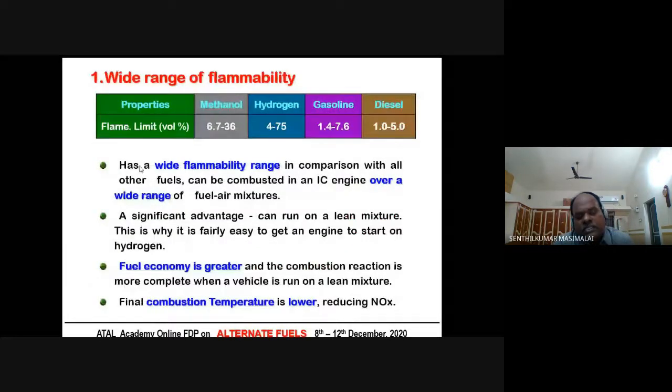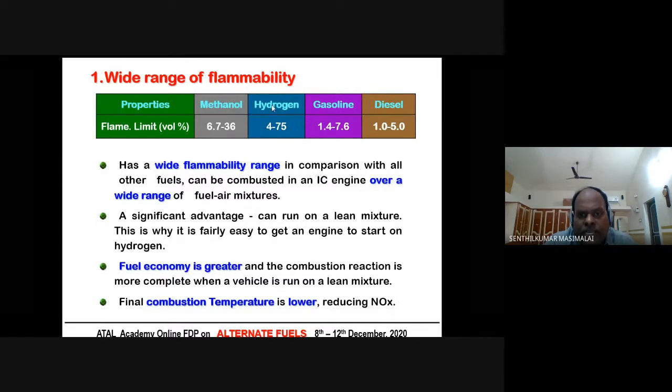So this slide shows you the flammability limit in terms of volume. If you look at the flammability limit for gasoline, it is 1.4 to 7.6. For diesel, 1 to 5. In terms of mass, this range will vary, and 14 is stoichiometric. So here, what I wanted to say is the flammability limit for gasoline is 1.4 to 7.6. Between this, you will have stoichiometric.